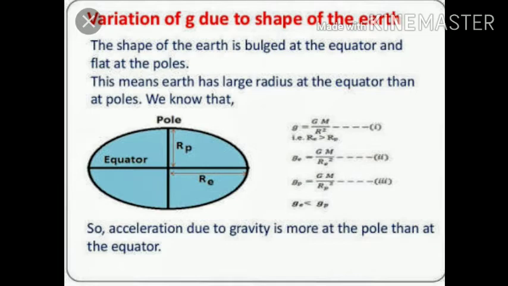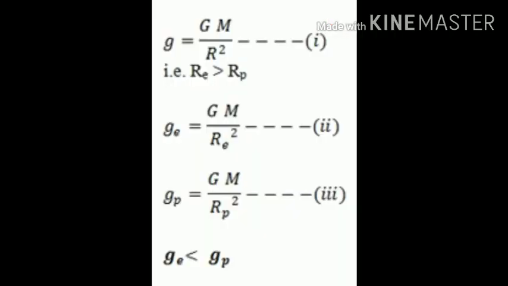At the equator the radius is larger and at the poles the radius is a bit less than at the equator. Now if we consider RE is the radius at the equator and RP is the radius at the poles, then RE will be greater than RP.